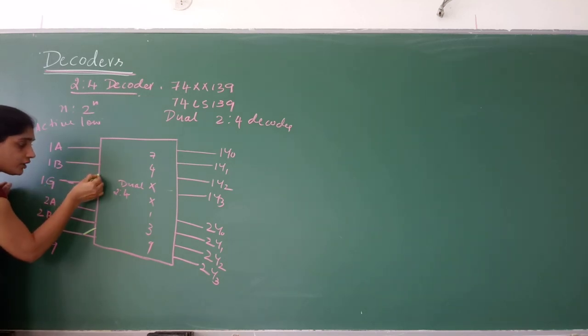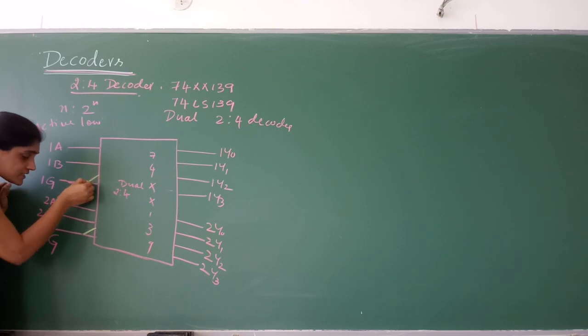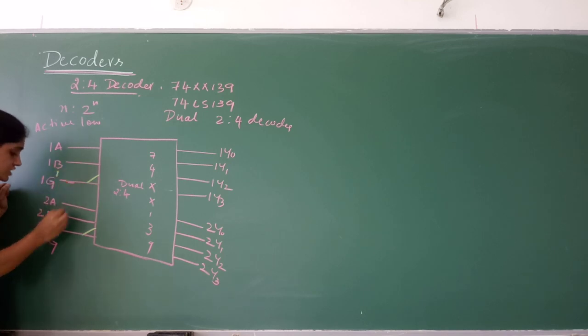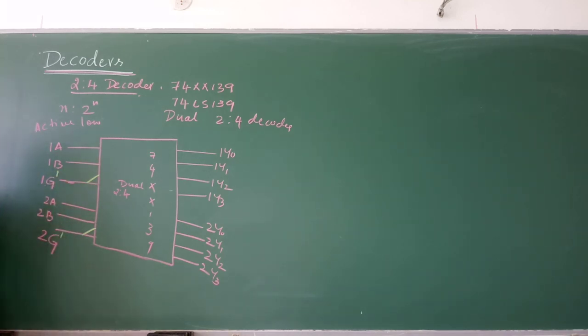How do you denote that? You will denote it by writing like this. Similarly here. And since it is active low, we can also write it as 1G dash. Instead of writing only 1G, I write 1G dash, 2G dash. This tells that this is an active low signal. So 1G dash, 2G dash are the active low signals for the decoder. These are the enable inputs.